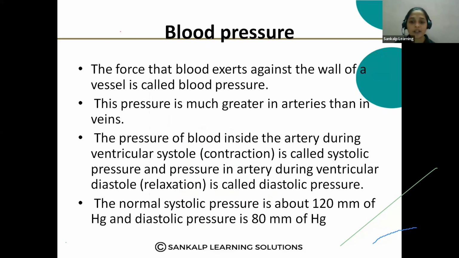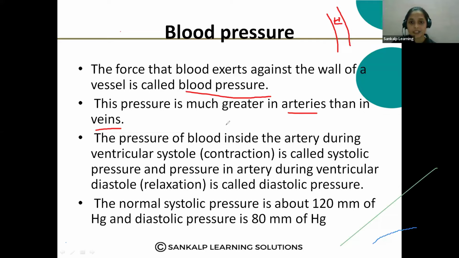So this is an extra point, an additional knowledge point. I hope you have heard the word blood pressure, BP, right? So what is blood pressure? Blood pressure is nothing but the force that blood exerts against the walls of the vessel. Here the blood is moving in the blood vessel, and the pressure it exerts inside this blood vessel is the blood pressure. This blood pressure is greater in arteries than in veins. So what is the reason behind this?